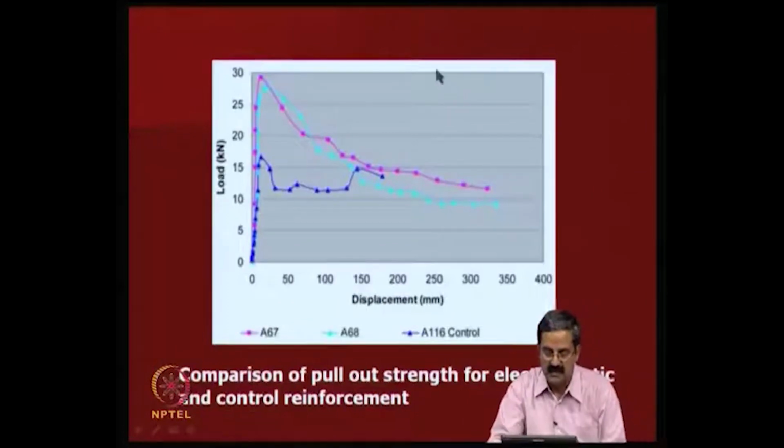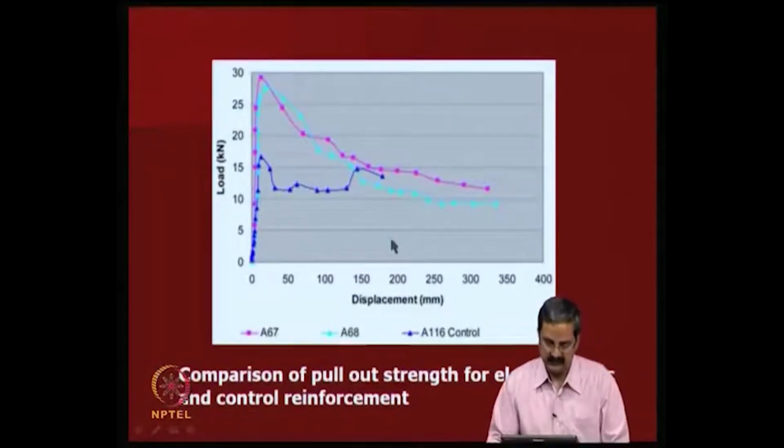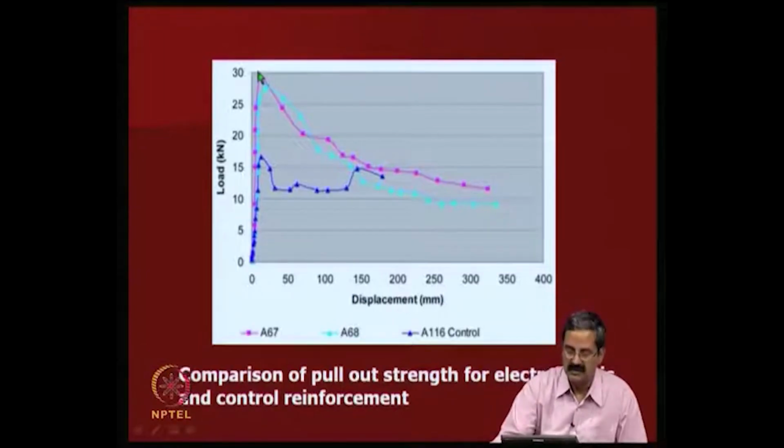And in fact, they have done the pull out strength test of the electrokinetic sections, the two sections, and you can see that the load is quite high compared to a control section where nothing is there. So, it is about 15 to 16 kilonewtons for the control, whereas it is about 30 pull out strength of the reinforcement.